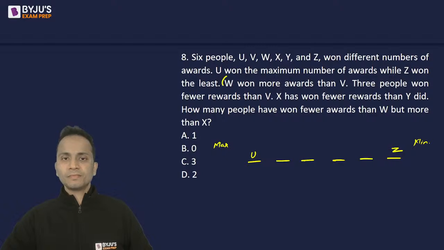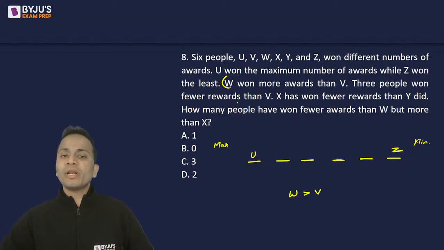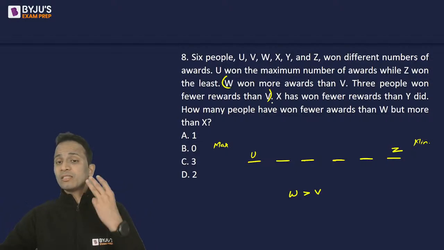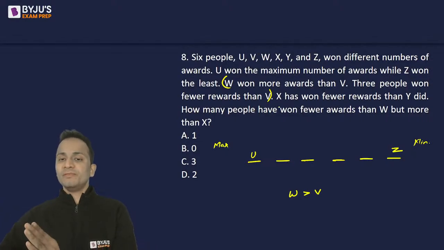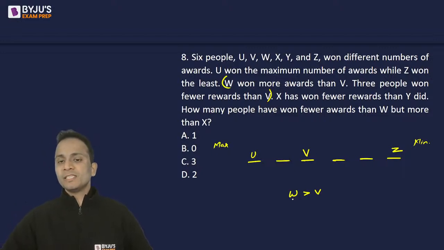W won more awards than V, so W is more than V. Three people won fewer awards than V, so there are three people who are less than V. So V will come at this place such that there are three people less than V. Now since W is more than V, there is only one person left on the left-hand side of V. So W will come at this place.